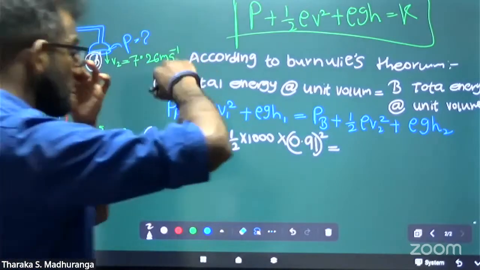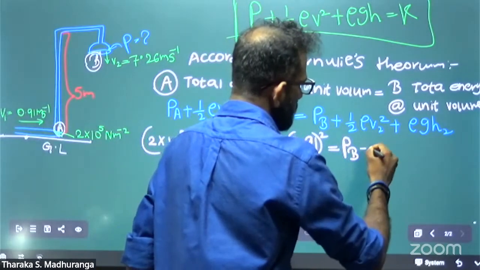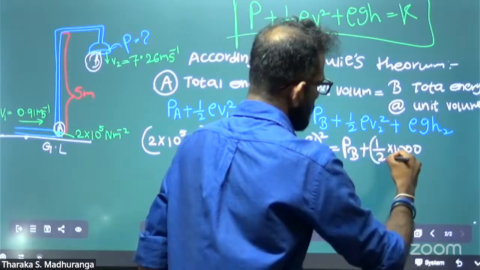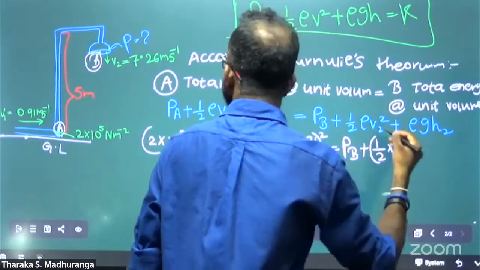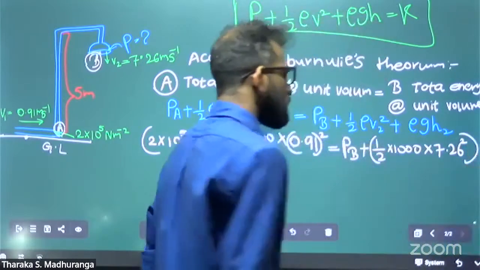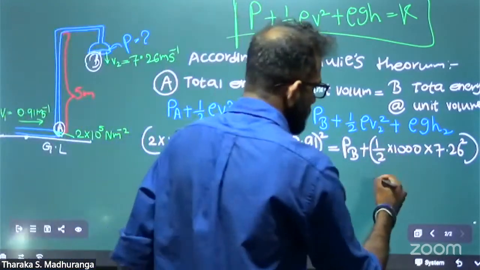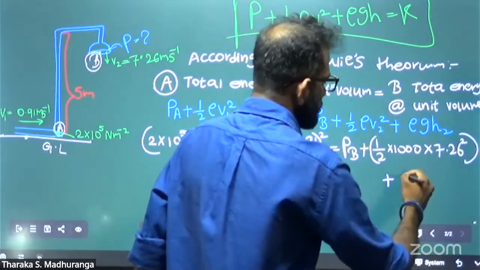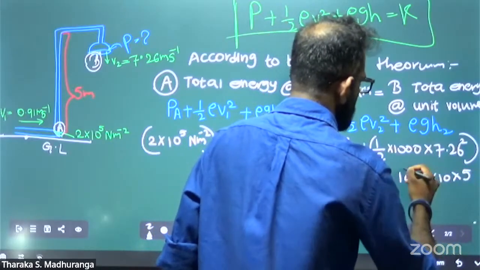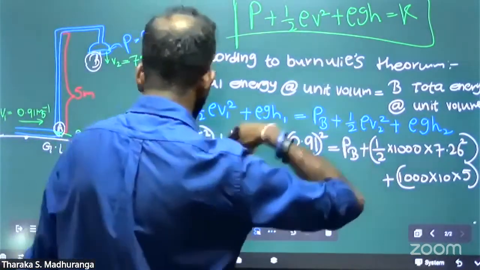Clear. Okay, then PB is asking the question. PB plus rho is 1000, V2 squared is 7.26 squared, plus, I'm going to write here, rho is 1000, g is 10, gravitational acceleration, h2 is 5. Okay, this is a substitution. Now you can get the values.